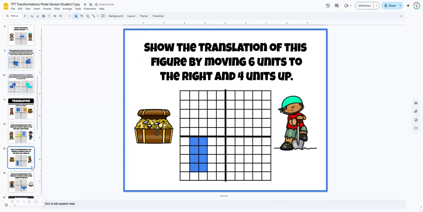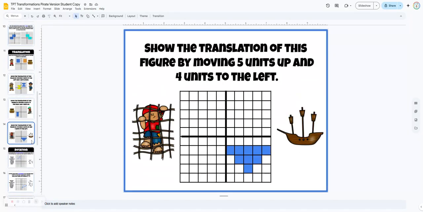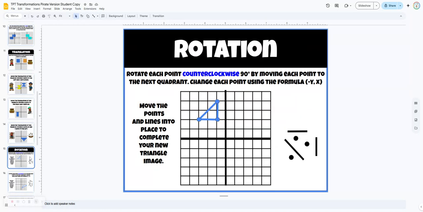The next one, again, 2 movements. This one, 6 units to the right, 4 units up. And then a little bit different shape. This one, they're going to move 5 units up, 4 to the left. Then we get into rotation around the origin.